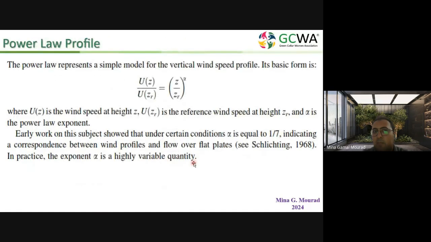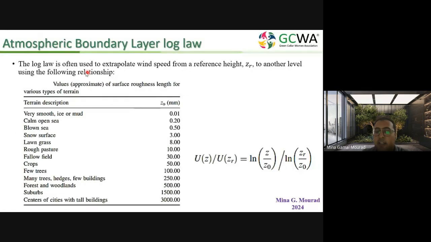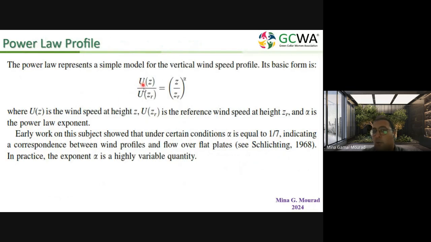What about the power law profile? It is easier. It does not consider the topology in its calculations. It is the ratio between U and U of ZR. U of ZR is the reference wind speed that is measured at 50 meters, for example. U of Z is the required wind speed. Z over ZR is the ratio between the required elevation and the reference elevation, 100 over 50.